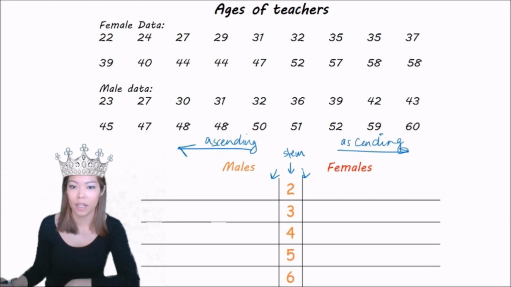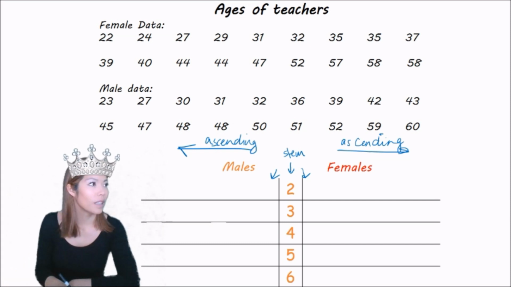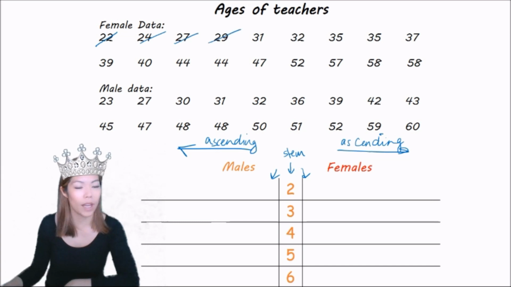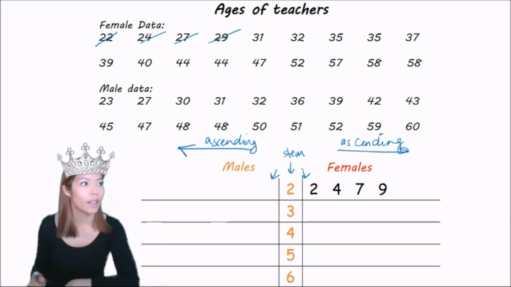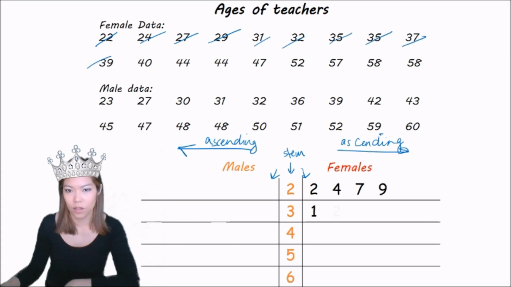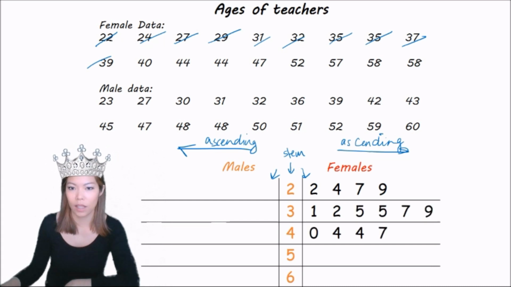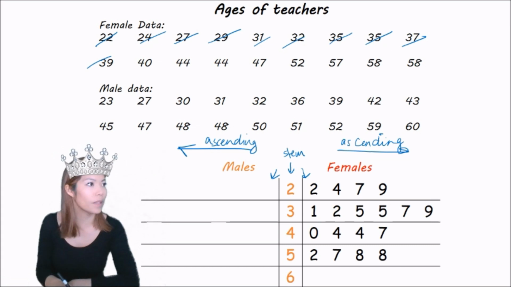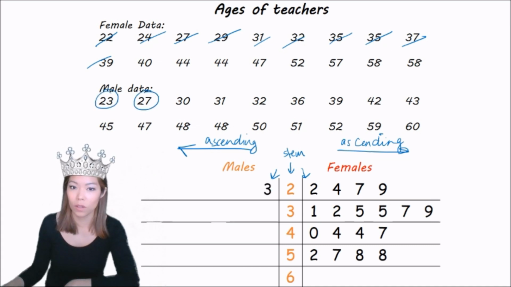So you can pause here and fill in the gaps and then come back when you're done. So to fill in the numbers, we go 22, 24, 27, 29. We put that in the 20s. Then we have 31, 32, 35, 35, 37, 39. And you do continue doing that until you reach the last value. And then for the male numbers, you look at 23, 27. You go from the closest to the stem first, 23, and then 27.